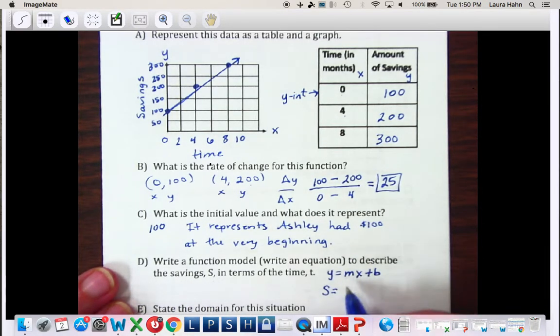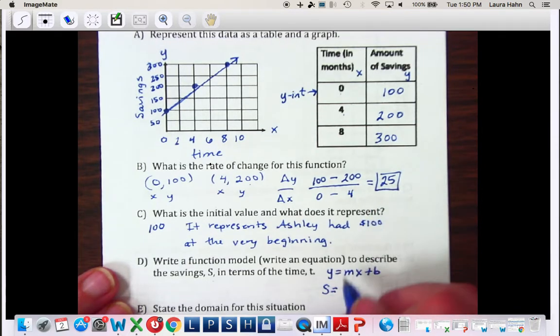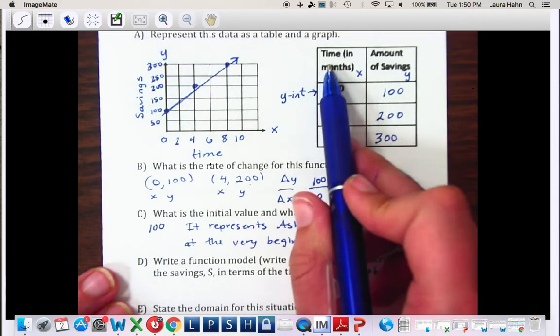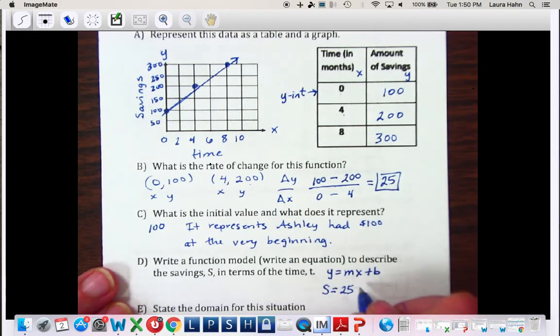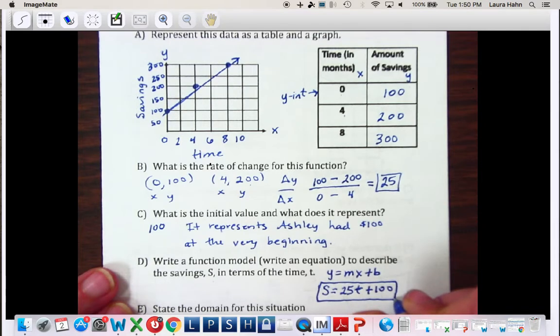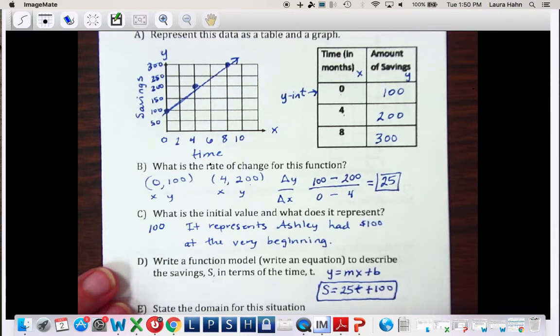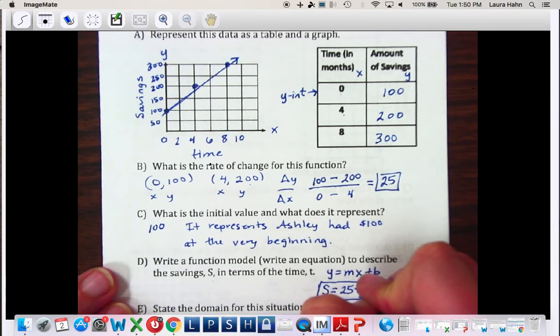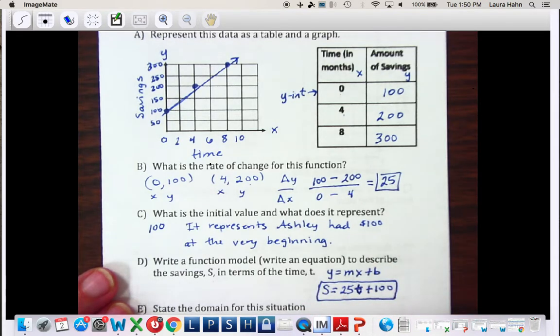M, we already calculated. Our slope we calculated as 25. Typically we use x, but x is representing time, so they're telling me to use t instead of time. So, b is our y-intercept, our starting point. Well, I know she started with $100. This is my equation, my function model. I'm going to make this a little bit curlier of a t so I know it's not a plus sign.